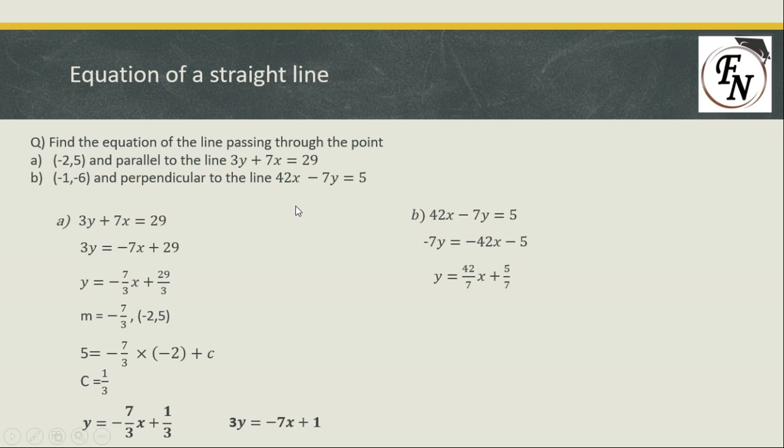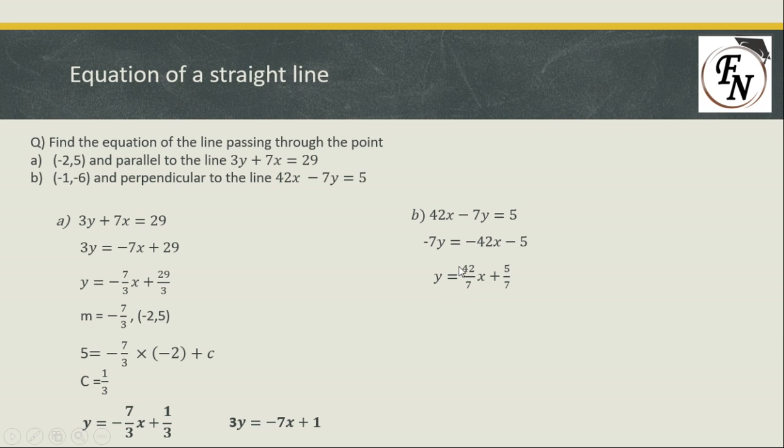Talking about part b, I just noted down the equation, and converted it into y equals mx plus c, and here I have a gradient of 42 over 7. So this is my gradient after making it into a general equation form. The gradient is 42 over 7, and I talk about the perpendicular line. That means the negative reciprocal would be my gradient.